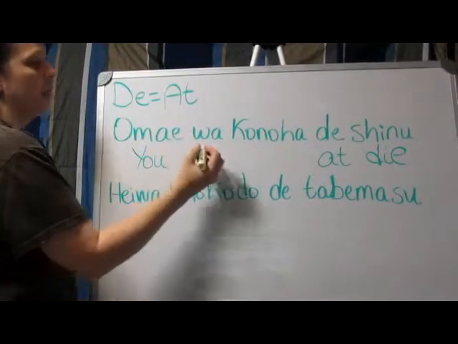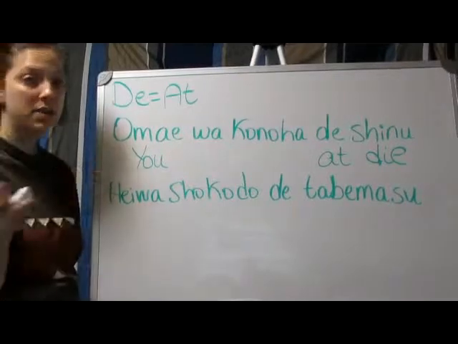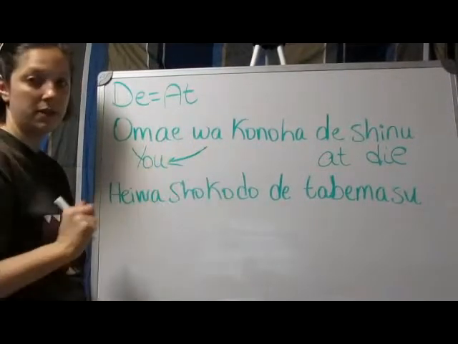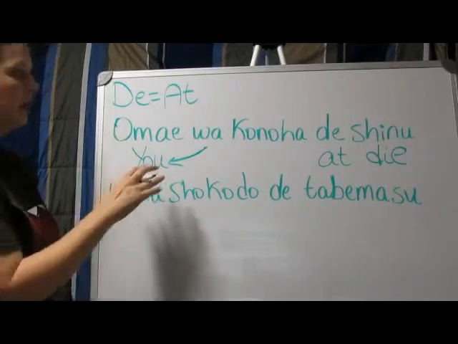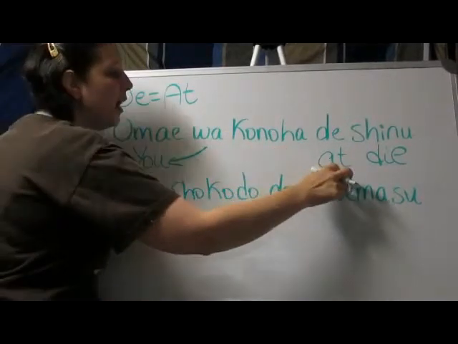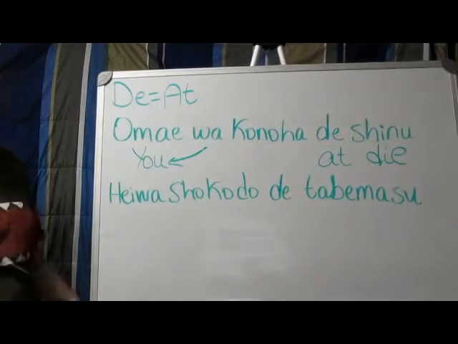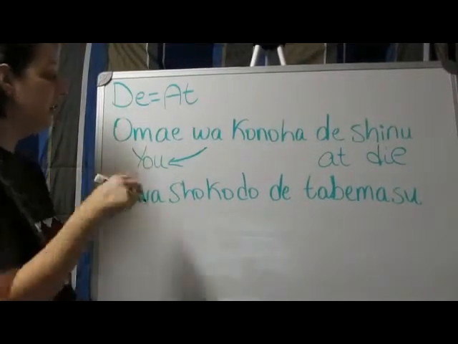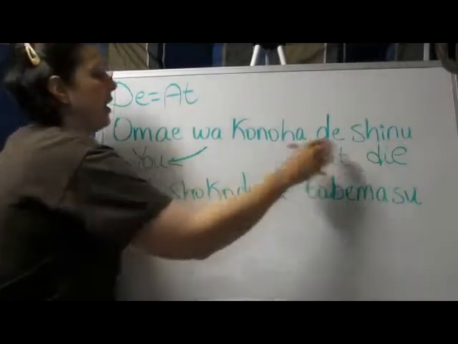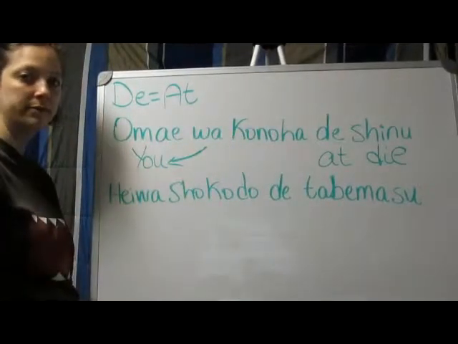Wa is the particle that means you're the topic of the sentence. So, you, Konoha, at, die. Basically, I'm a male antagonist character telling you that you're going to die at this village, Konoha.